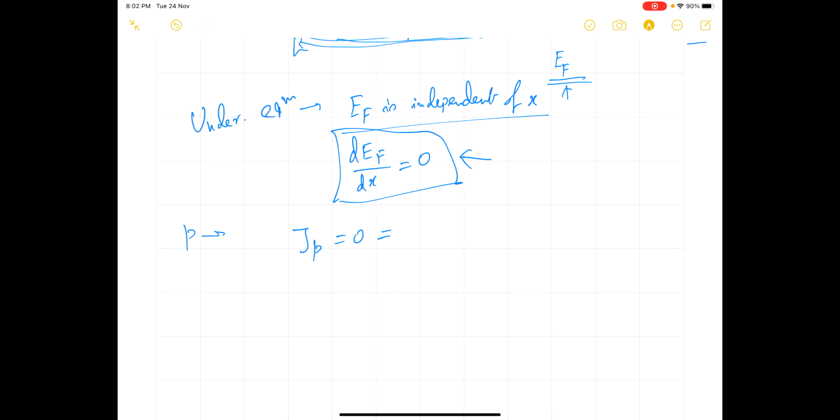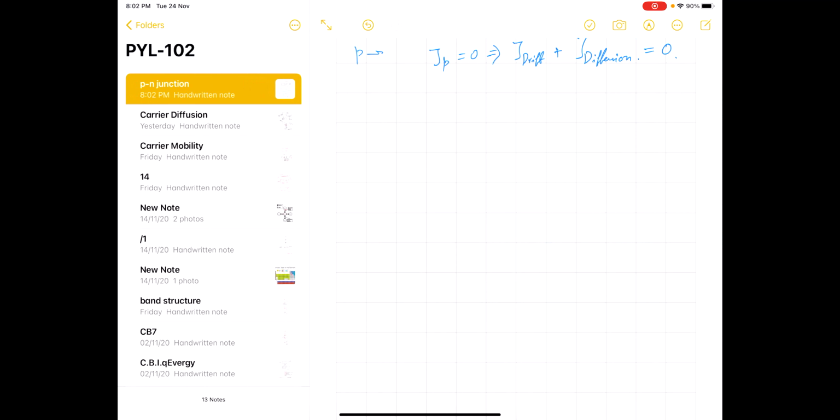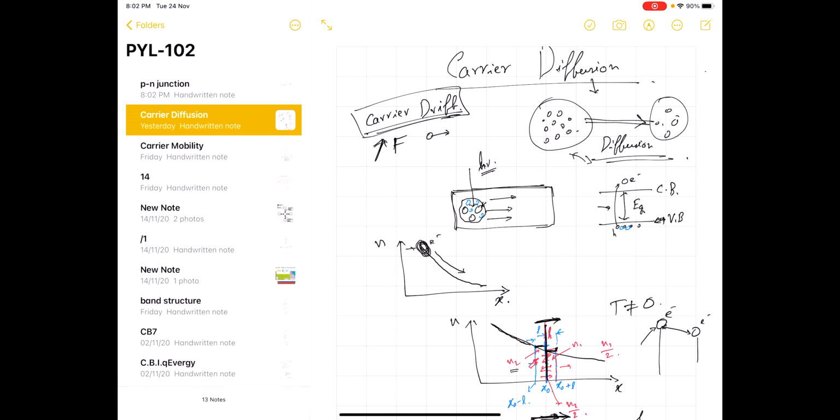So that means the drift current and the diffusion current, whatever is there in the sample, have to balance with each other. So the total drift plus total diffusion current density of the sample has to be 0. Now let's put back the expression of the drift and the diffusion process that I talked about. I think in the last class I showed it to you.